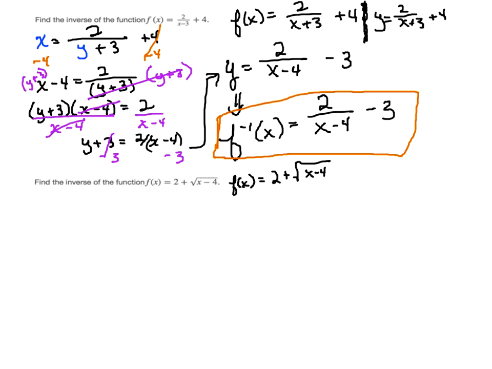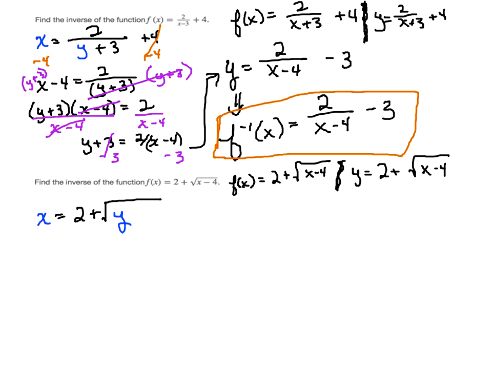They haven't asked us to do that in these two problems. They just want us to find the inverse. But do note that both of these would have a restricted domain. Okay, so first thing I'm going to do is change that f of x to y. So y equals 2 plus the square root of x minus 4. Okay, I'm going to flip-flop my x and my y, and then solve for y.